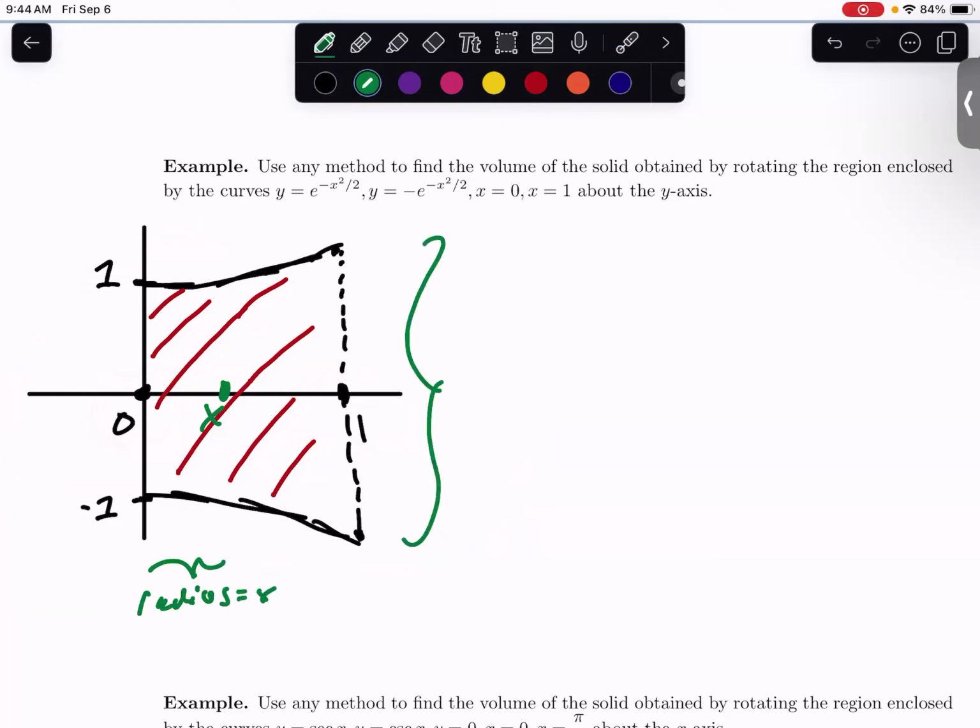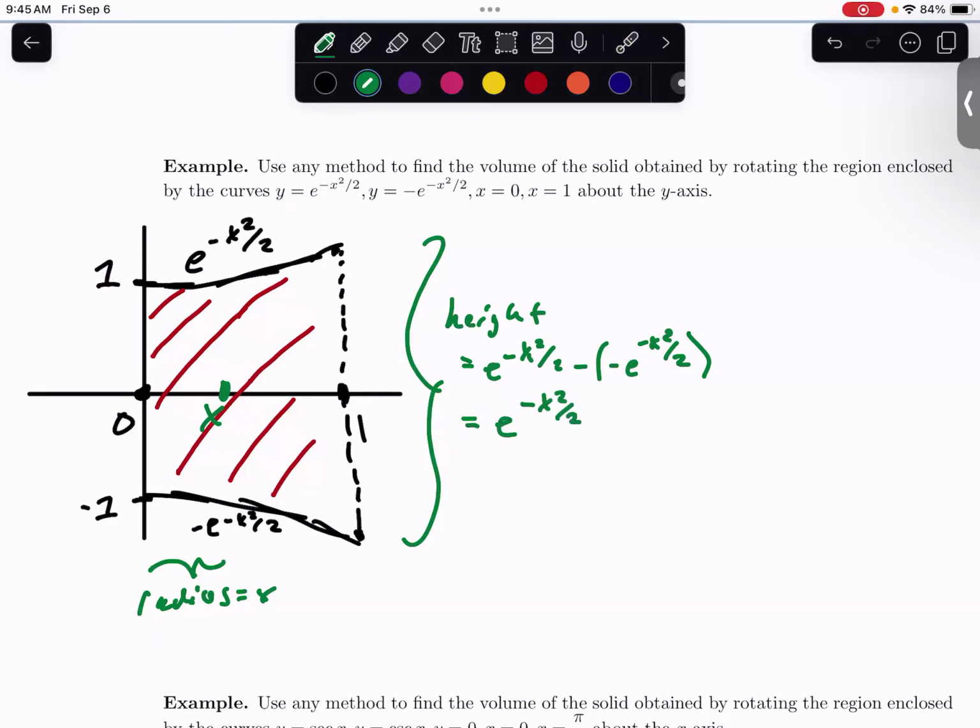And then the height is going to be the difference between these two functions. The upper function is e to the minus x squared over 2. The lower function is minus e to the minus x squared over 2. So the height is e to the minus x squared over 2 subtracted by minus e to the minus x squared over 2. So it's really just the sum of these two things: e to the minus x squared over 2 plus e to the minus x squared over 2, which you could write as 2 times e to the minus x squared over 2.